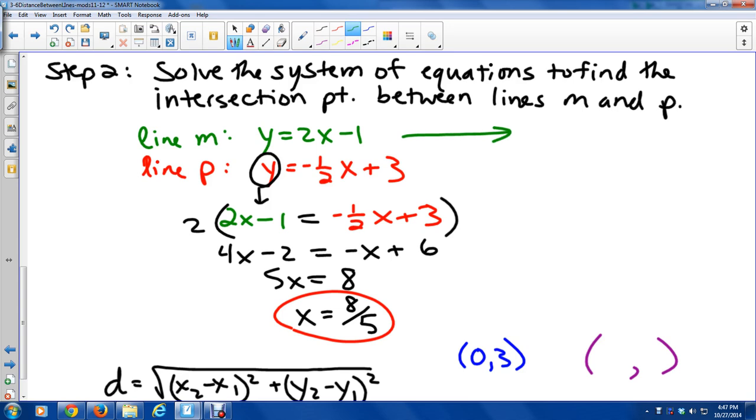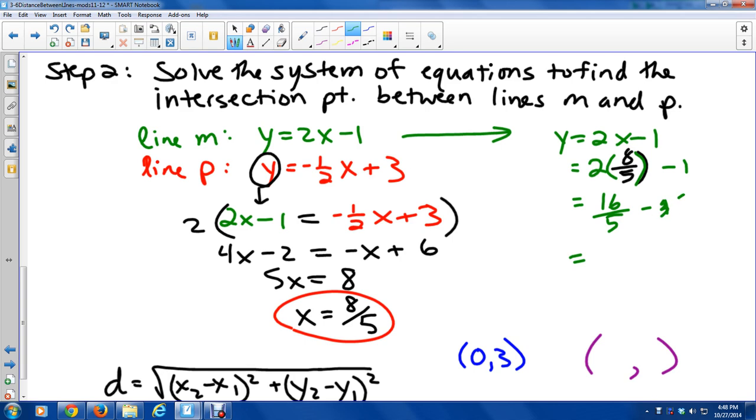Please tell me you're going to use the first one because it's a lot easier. y equals 2x minus 1. 2 times my x value is 8/5. Plug that in. Minus 1, and 2 times 8 is 16/5 minus 1. To give me one fractional answer, I'm going to change my 1 to a 5/5. 5/5 is the same as 1 whole, and that's a pretty sloppy 5/5. 16 minus 5 is giving me 11/5.